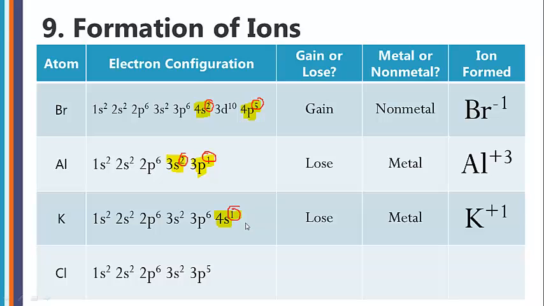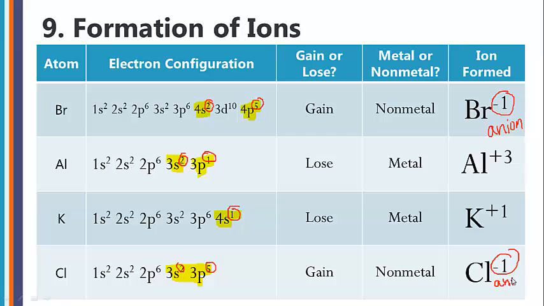Chlorine, the electron configuration is 1s2, 2s2, 2p6, 3s2, and 3p5. So that's the highest energy level, 3. And it has a total of 7 valence electrons, which means it just needs to gain 1 more. Nonmetals tend to gain electrons. So the ion formed is going to be Cl minus 1. So Br minus 1, anything that is negative is going to be an anion. So those are my anions. And my cations have a positive charge. So these two would be cations.